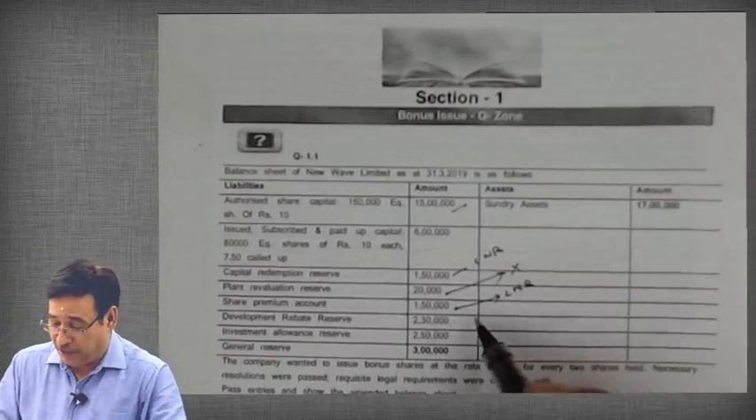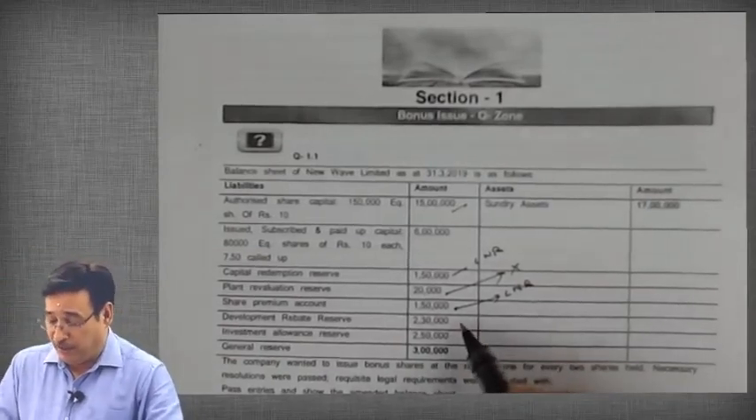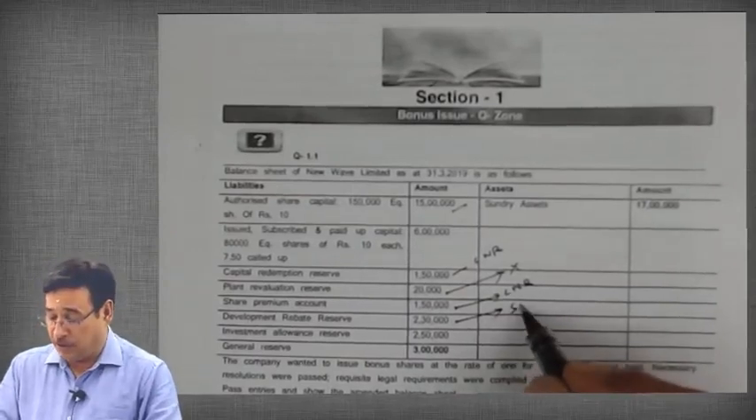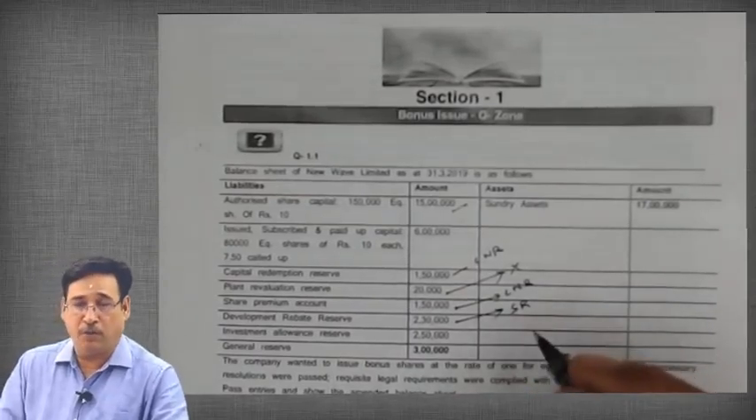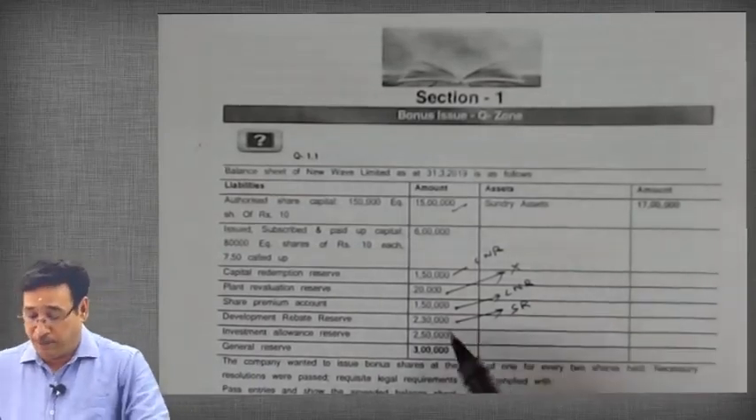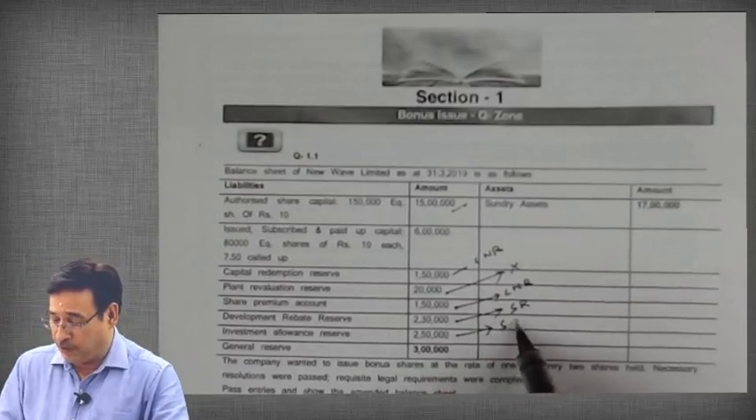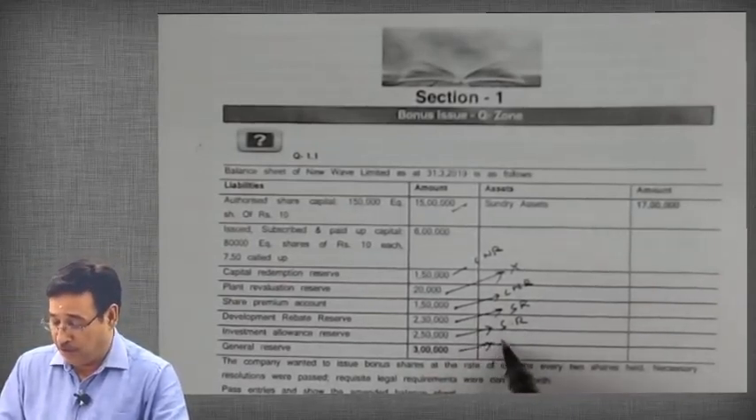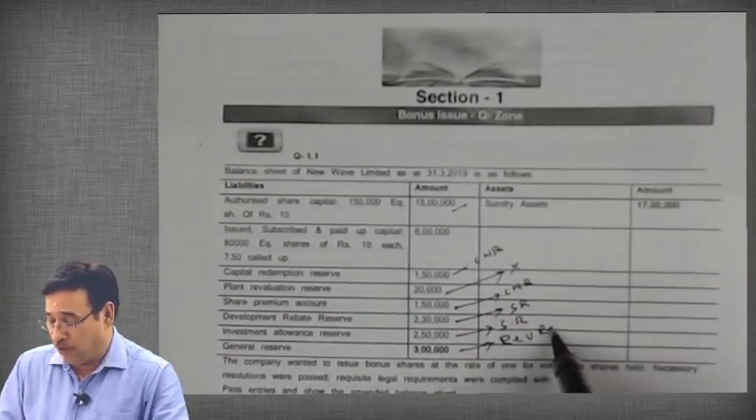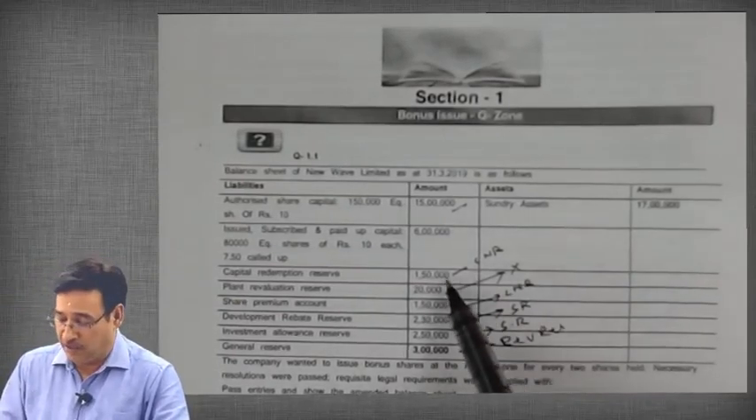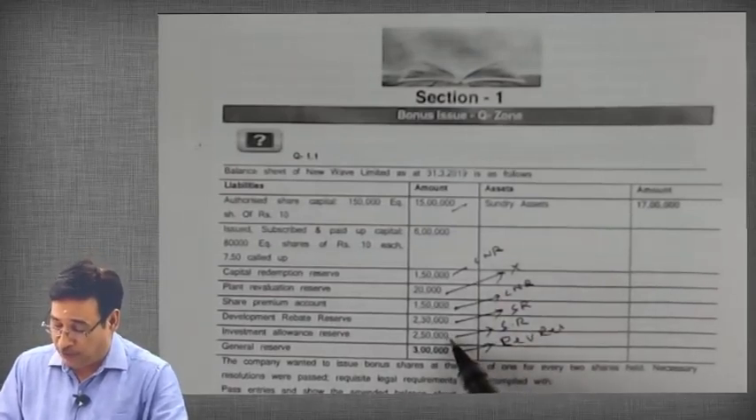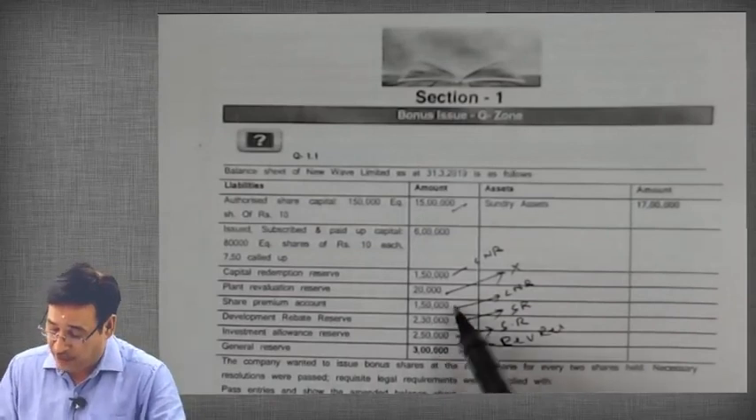Then we have been given development rebate reserve. Now development rebate reserve, to be very honest with you, is a statutory reserve, and I have already told you we are not going to consider statutory reserve for solving the questions on bonus issue. Investment allowance reserve is also statutory in nature, so we are not going to consider this one also. General reserve is a revenue reserve. So all in all, we can say that in this question, three reserves: capital redemption reserve, general reserve, and security premium.